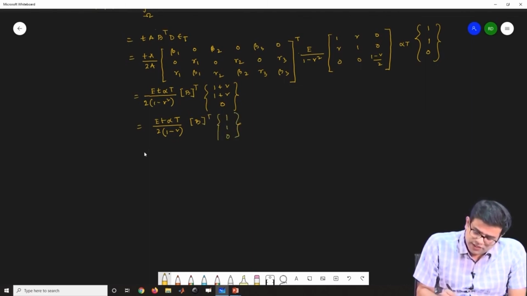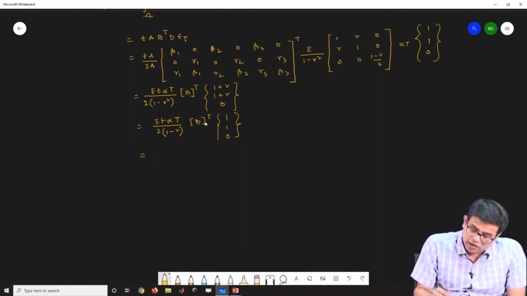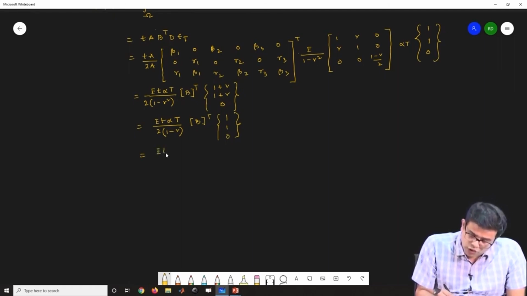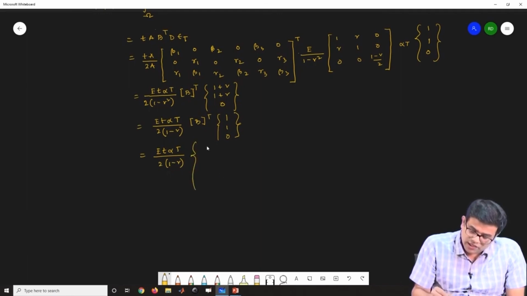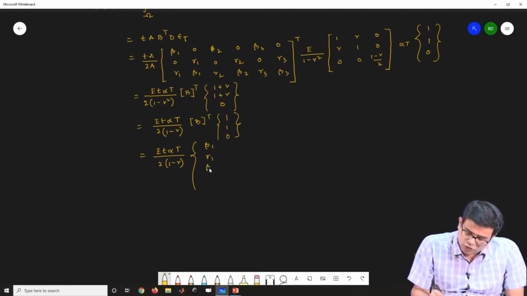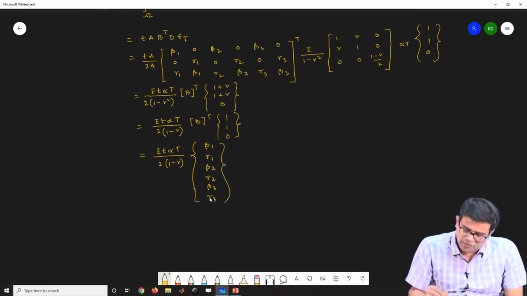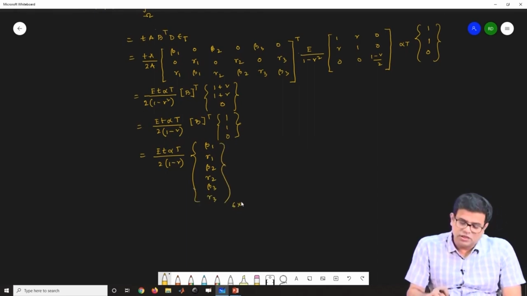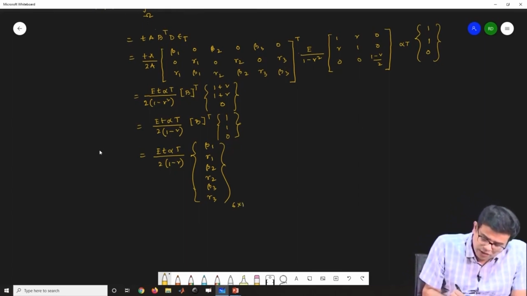So now if I multiply this with this 1 1 0, this vector will come only in the first row. So E T alpha capital T by 2 into 1 minus nu, then this vector will come like beta 1, gamma 1, beta 2, gamma 2, then beta 3, gamma 3. So this will be my 6 cross 1 vector. So this is my Fe thermal.